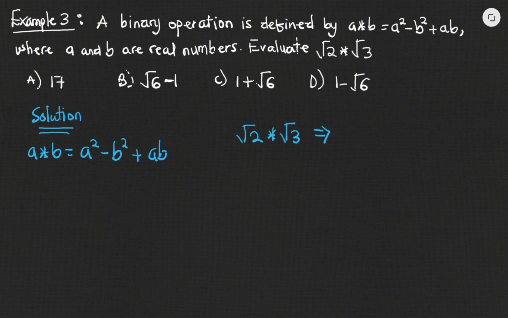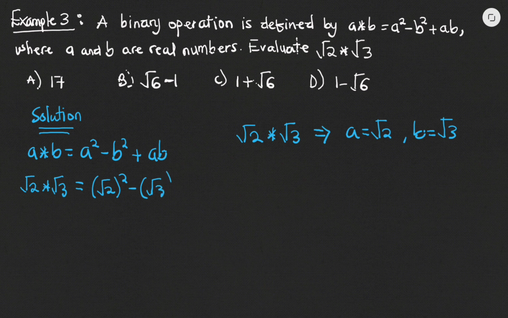Okay, and we are to evaluate root 2 operation root 3. Now this tells me that my A is equal to root 2 and then my B is equal to root 3. Now with this in mind, I just do the substitution into the definition of the operation given to me, and then I find the value of root 2 operation root 3. So let's look at that. So we have here A is root 2, so A squared means root 2 squared, minus B squared, which is root 3 squared, plus AB, which will be root 2 multiplied by root 3.